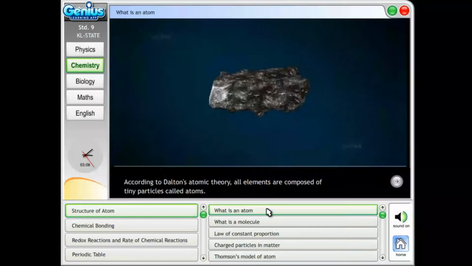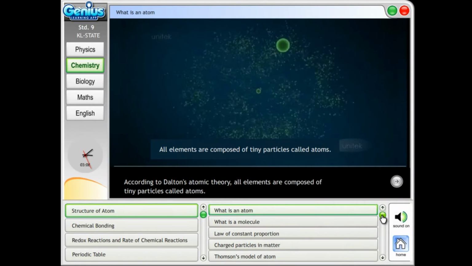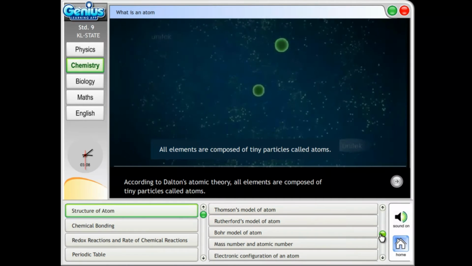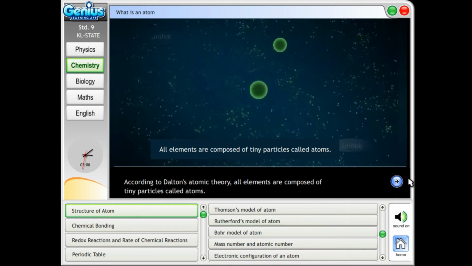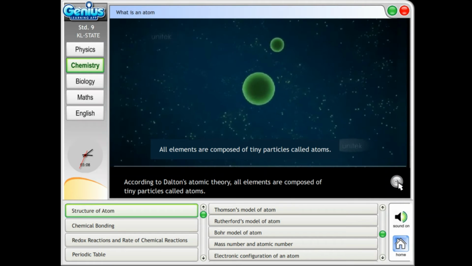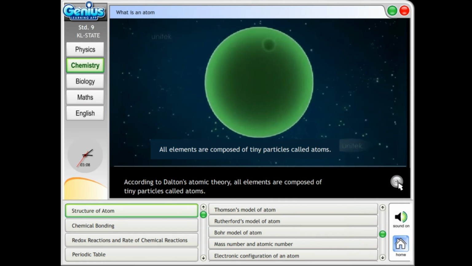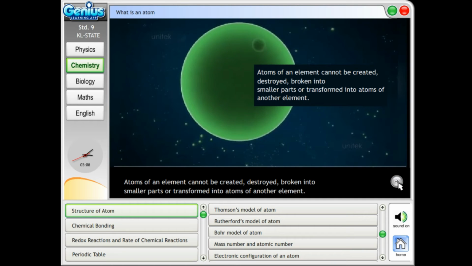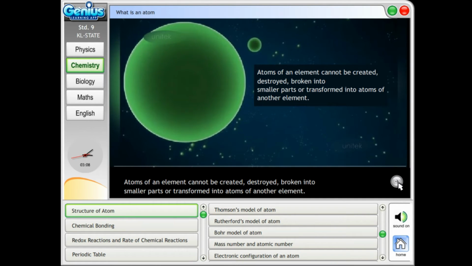What is an atom? According to Dalton's atomic theory, all elements are composed of tiny particles called atoms. Atoms of an element cannot be created, destroyed, broken into smaller parts or transformed into atoms of another element.